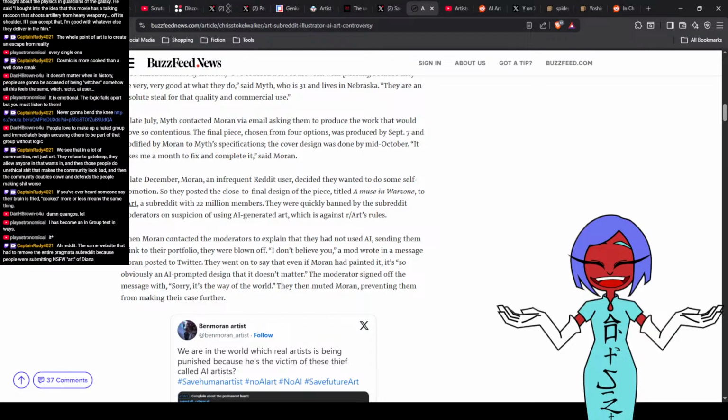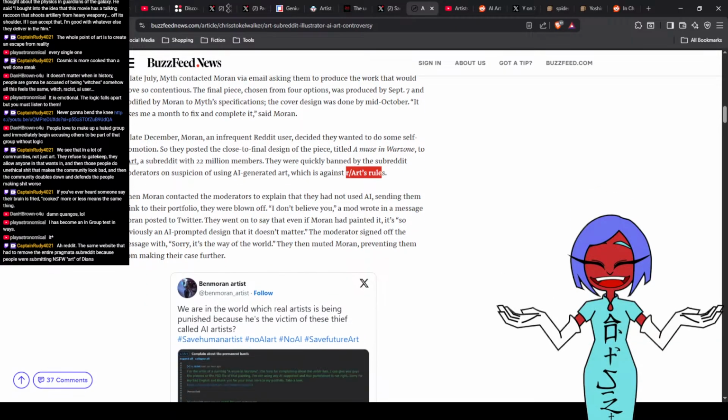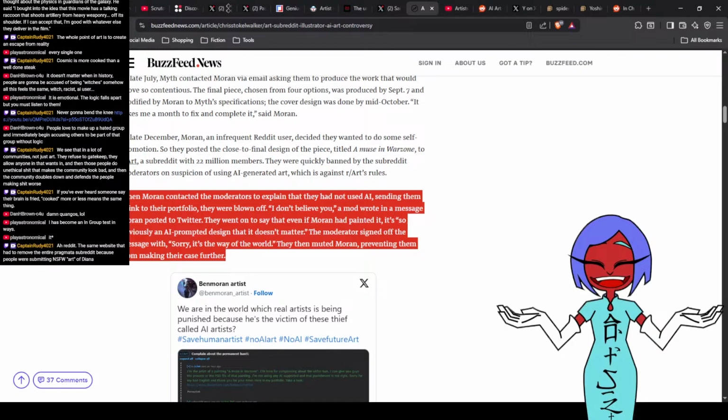Even though I think that this rule is dumb, they can define their own rules. It's their own community. When Moran contacted the moderators to explain that they had not used AI, sending them a link to their portfolio, they were blown off. "I don't believe you," a mod wrote in a message Moran posted on Twitter. They went on to say that even if Moran had painted it, it's so obviously an AI-prompted design that it doesn't matter. The moderator signed off the message with, "Sorry, it's the way of the world." Then they muted Moran, preventing them from making their case further.